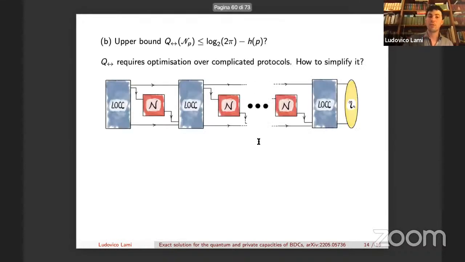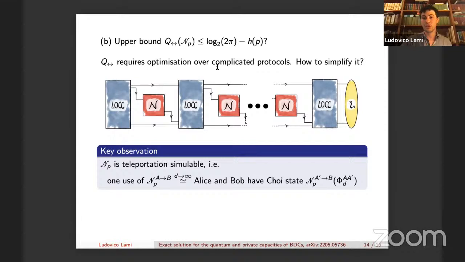What about the upper bound? Well, Q2 requires an optimization of very complicated protocols, protocols intertwined with LOCCs. But the key observation is that this channel actually is what is called teleportation simulable, which means that if I give you one use of the channel, to use whenever you want, this is exactly the same resource as a copy of the Choi state of the channel. And the Choi state is what you obtain by sending across the channel the maximally entangled state. And this equality works only in the limit when the maximally entangled state is sufficiently big.